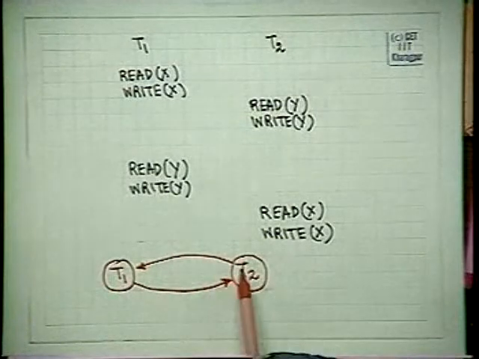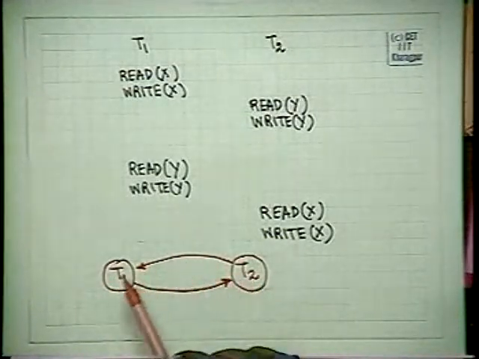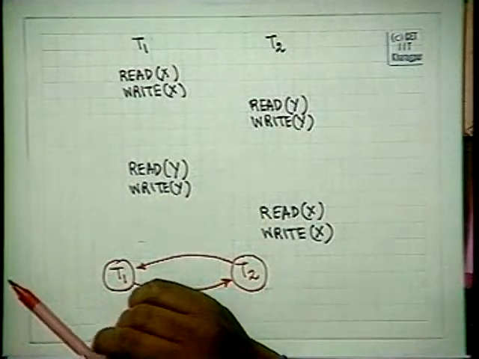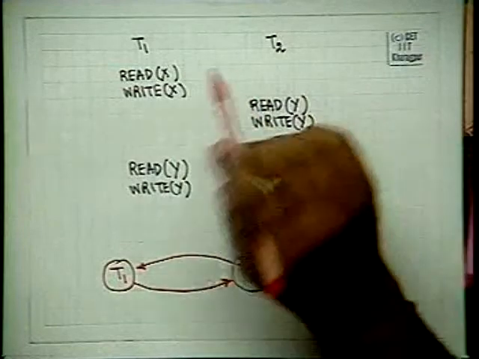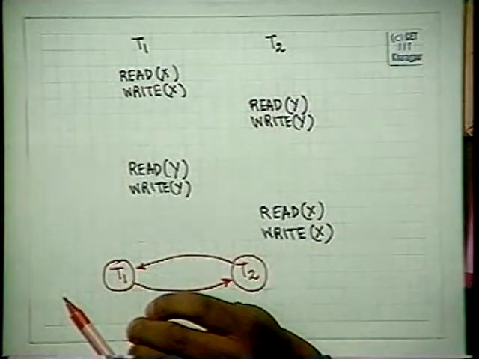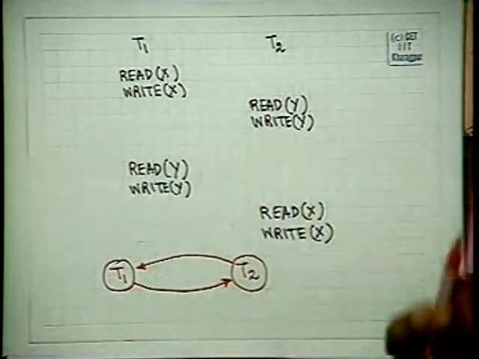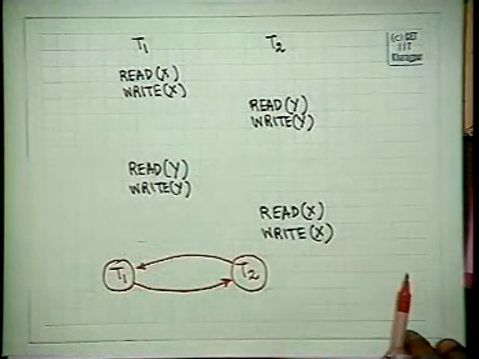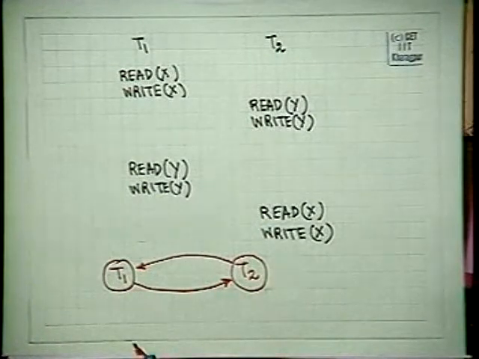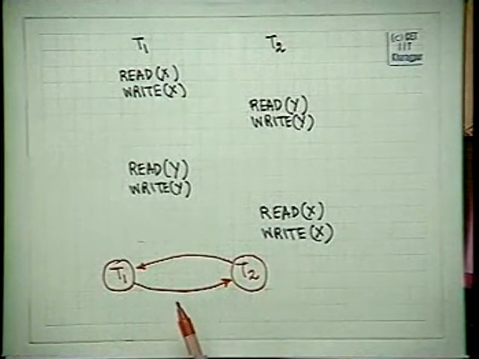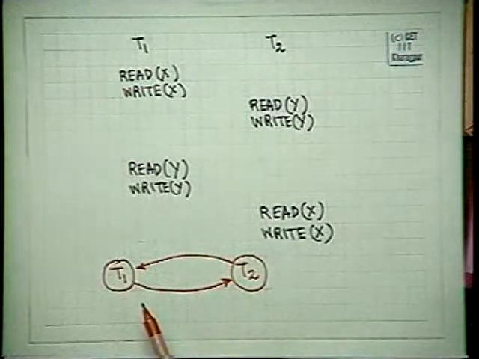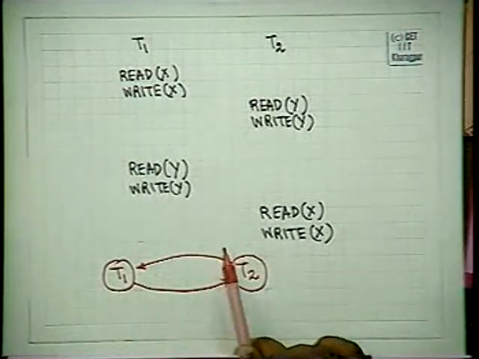And whenever we have a cycle in this conflict graph, we can always say that this schedule is not serializable, is not conflict serializable. Let us have more than one, let us have 3 or 4. You just set up this conflict graph. And once we set up this conflict graph, we can say that this schedule is conflict serializable.